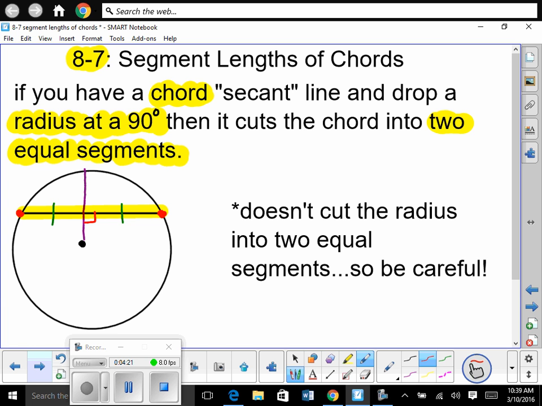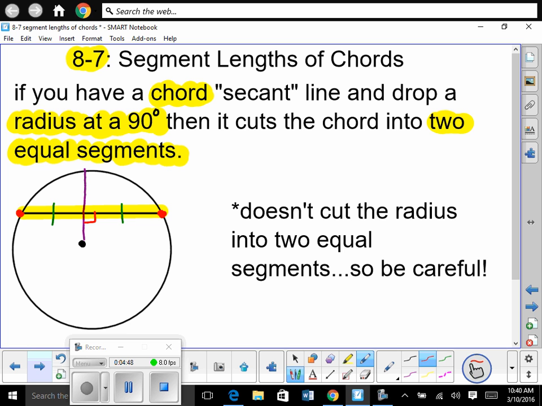If you have a chord, which is also called a secant line, and you drop a radius at a 90-degree angle. Do you see the purple line? From here to here, I dropped a radius at a 90-degree angle. As long as you've dropped it at a 90-degree angle, then it will cut the chord into 2 equal segments. So this piece will be equal to that piece, as long as that's 90 degrees. Does that make sense, everybody? It cuts the chord into 2 equal segments. This would be equal to this.